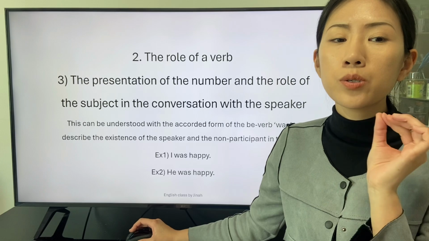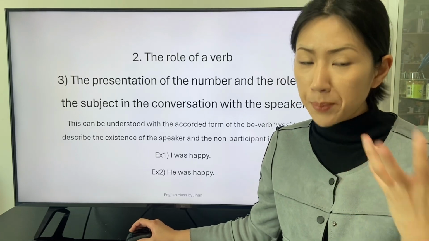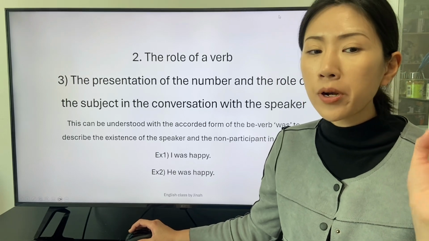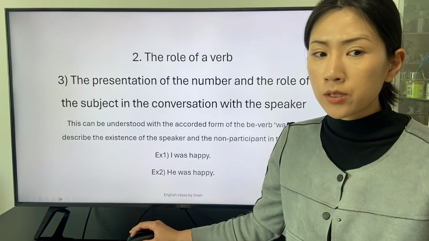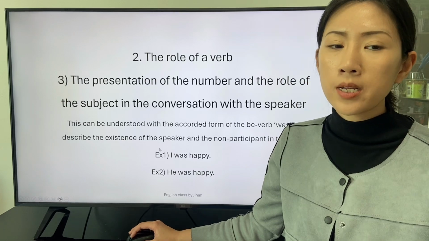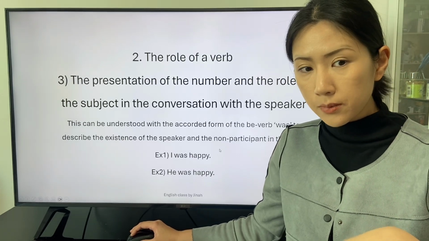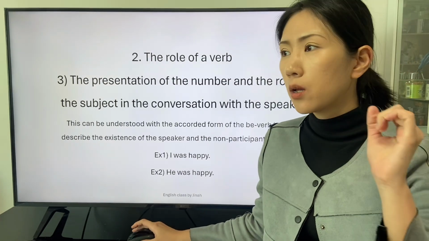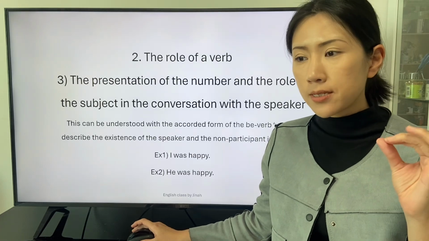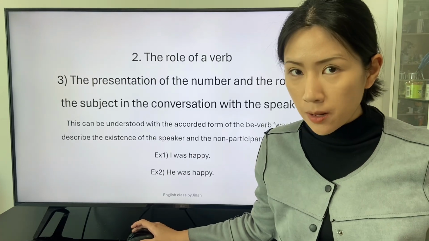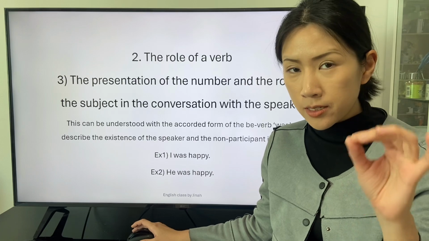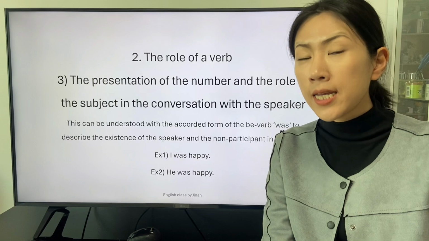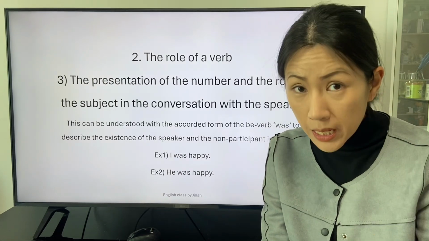This can be understood with the accorded form of the Be-verb "was" to describe the existence of the speaker and the non-participant in the past. There are two examples. The first one is "I was happy." And the second one is "He was happy." The Be-verb "was" describes the existence of the speaker in the past and the existence of a male who is not a participant in the conversation with the speaker.